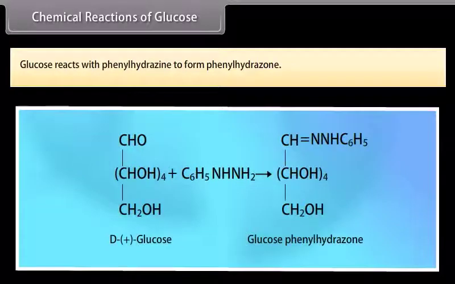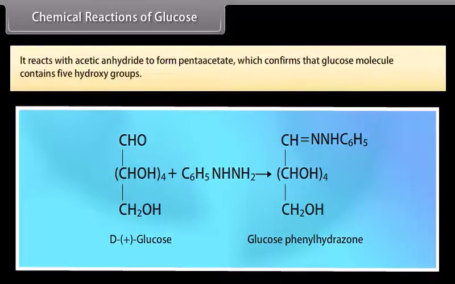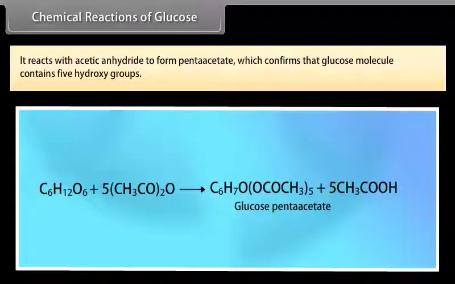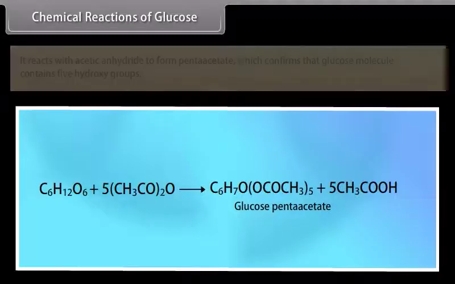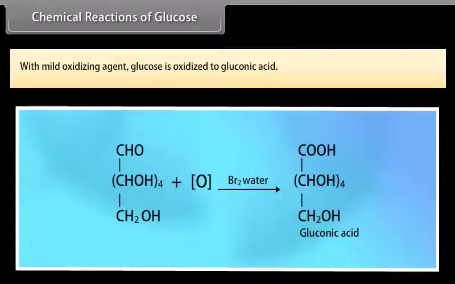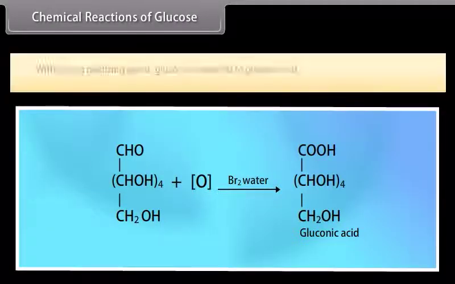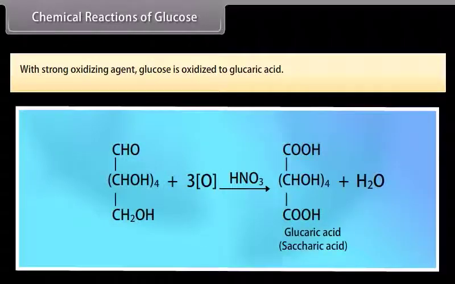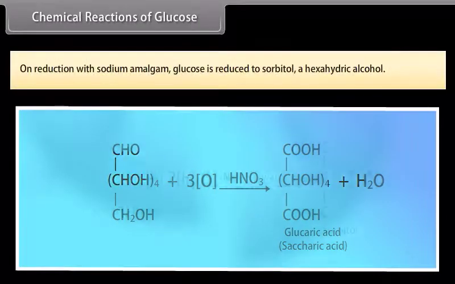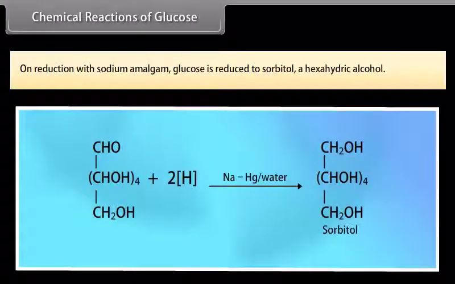Glucose reacts with phenylhydrazine to form phenylhydrazone. It reacts with acetic anhydride to form pentaacetate, which confirms that the glucose molecule contains 5 hydroxy groups. With a mild oxidizing agent, glucose is oxidized to gluconic acid. With a strong oxidizing agent, glucose is oxidized to glucaric acid. On reduction with sodium amalgam, glucose is reduced to sorbitol, a hexahydric alcohol.